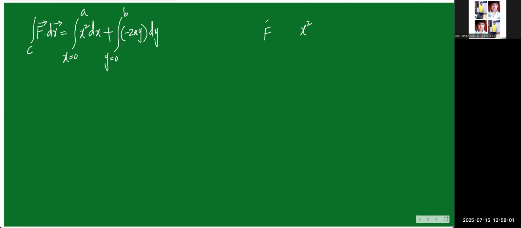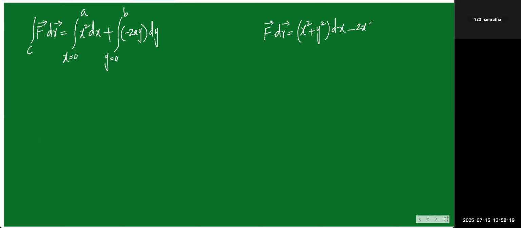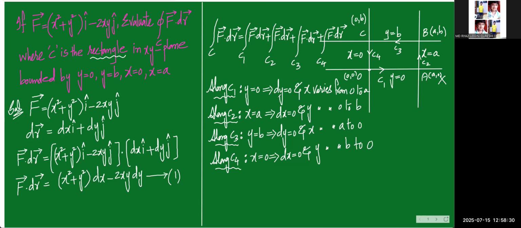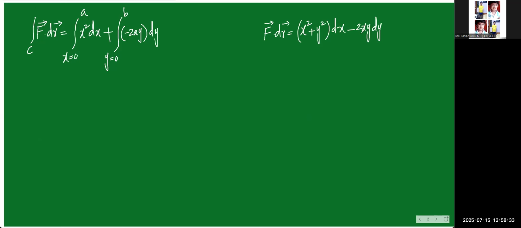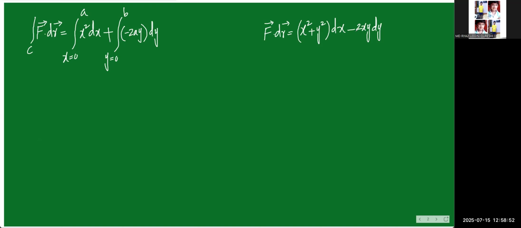F dot dr value is x square plus y square dx minus 2xy dy. See, we are substituting this condition. Which one? First part is y is 0, dy is 0. Substituting here, y is 0 means this part is 0, dy is 0 means the entire part is 0, leaving x square dx. First part is over. In the second case, what are we doing? The x value is a, dx is 0. Where do we put this in the equation? dy is 0, and in place of x put a.